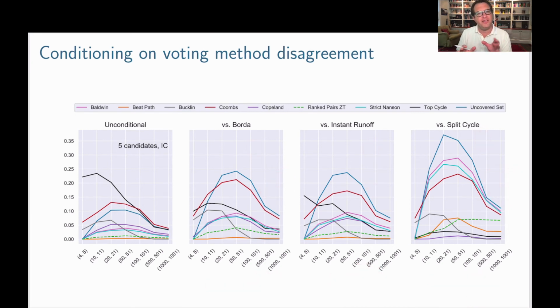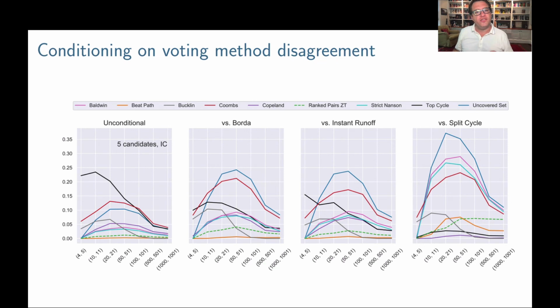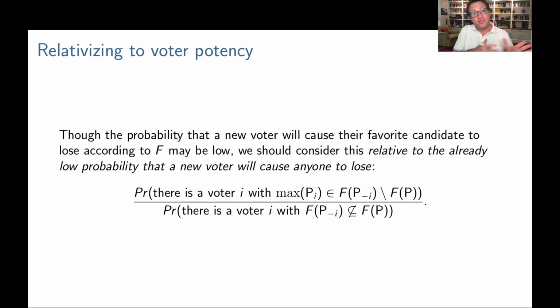And of course that makes sense, because as you get more and more voters, a single voter just won't have that much influence over the outcome of an election. This leads us to our second basic idea, that is to relativize to voter potency. So the idea here is to consider a ratio of probabilities. The numerator is going to be the probability of a PI violation. That is, the probability that there's this voter whose favorite candidate wins when they're not in the election, but doesn't win when they are in the election.